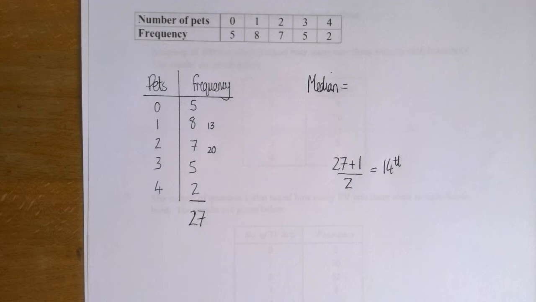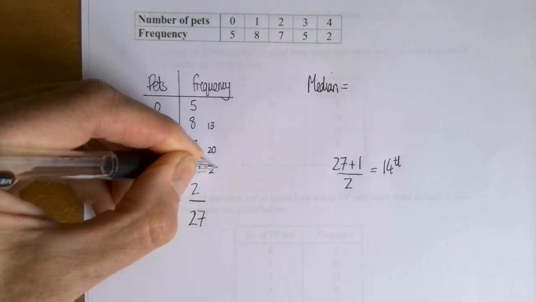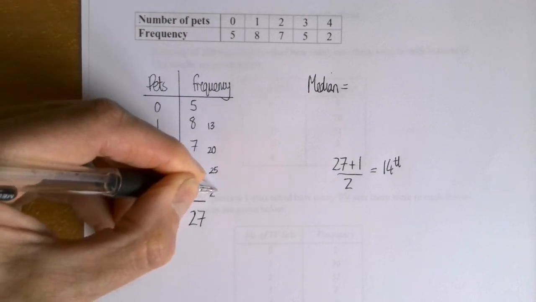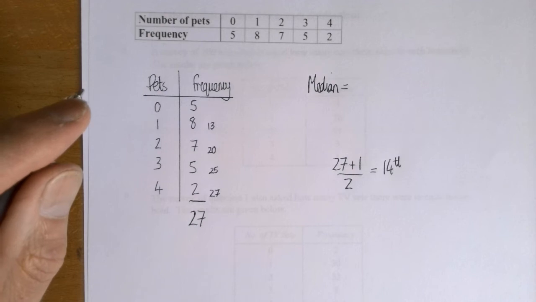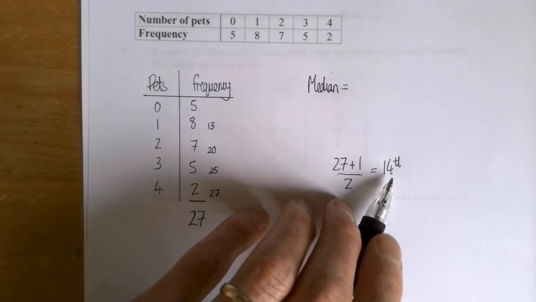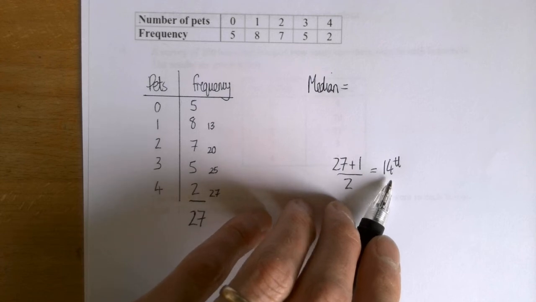You 5 people with 3 pets, you come and join the line. So by that time we've counted 25 people, and then at the end the 2 people with 4 pets, 27 people in total. So my question is, how many pets does the 14th person in the list have?